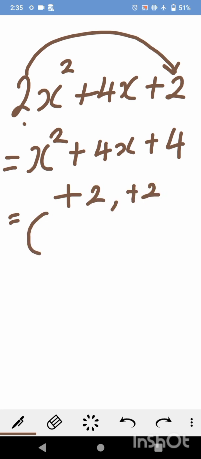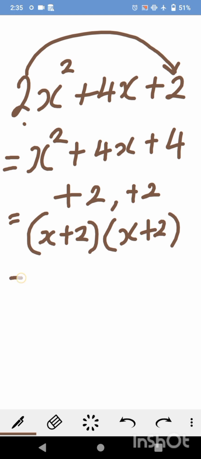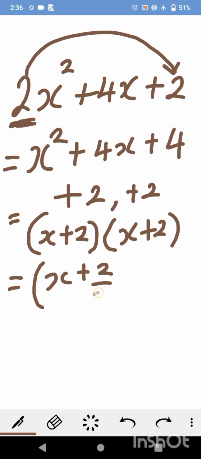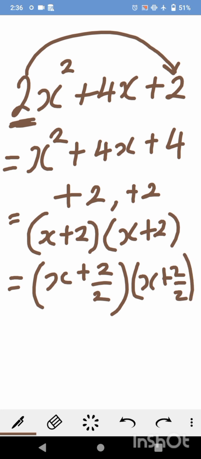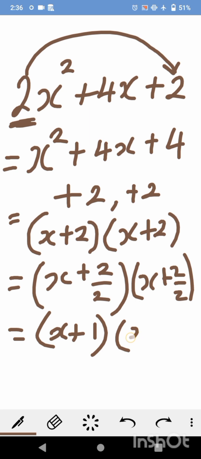So we drop the first one, x plus 2, drop the second one, x plus 2. We're almost done. Now the next thing to do is to use that 2 we used to multiply our c initially to divide the factors. That's x plus 2 over 2, open bracket, x plus 2 over 2. Now this will give you x plus 1 and x plus 1. So this is the factorized form. Let's look at another example.